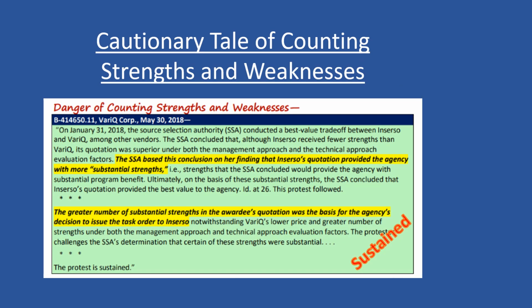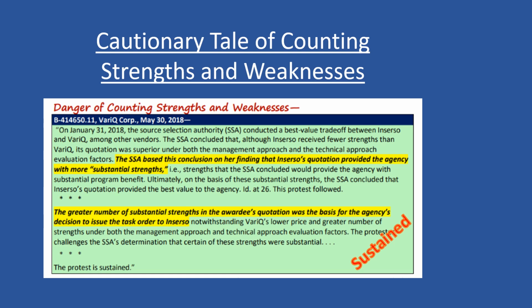Let's look at a GAO case. Here we have an example of what not to do. Remember how we said that proposals are not the same technically? When using traditional adjectival ratings, many teams are tempted to count strengths and weaknesses. That can lead to focusing too much on quantity over quality.